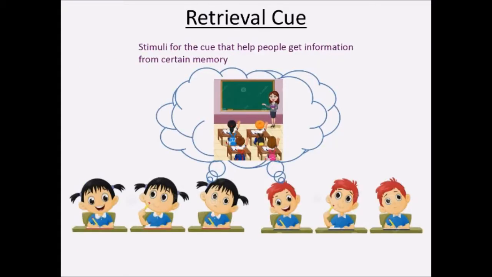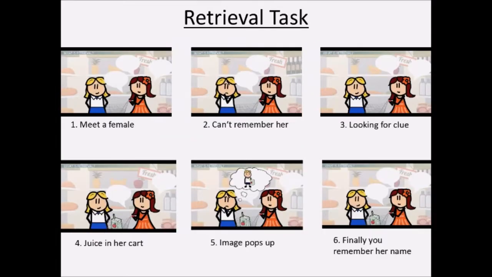A retrieval cue is a stimulus that helps people get information from certain memory. Try to remember as many of your classmates from middle or junior high school as you can. When you run out of names, think about the activities you were involved in during school years. The success in retrieving information also depends on the retrieval task you set for yourself.